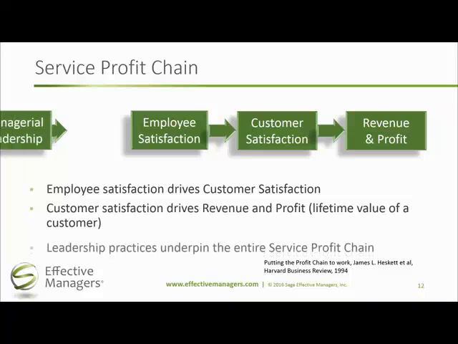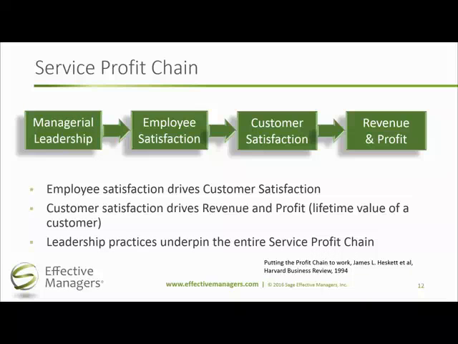What hasn't been taken into account is that Heskett, who wrote about this originally in 1994, made a very clear point that all of this is underpinned by managerial leadership. So employee satisfaction, or employee engagement as we talk about it now, doesn't start in a vacuum, and it doesn't start from those perks and benefits. It starts from effective managerial leadership practices in the organization. So that role of the manager is critically important.